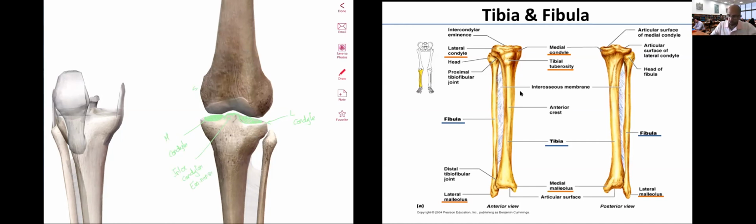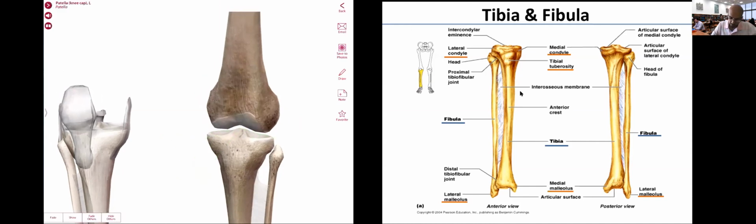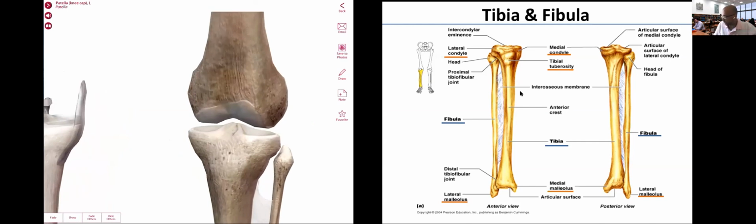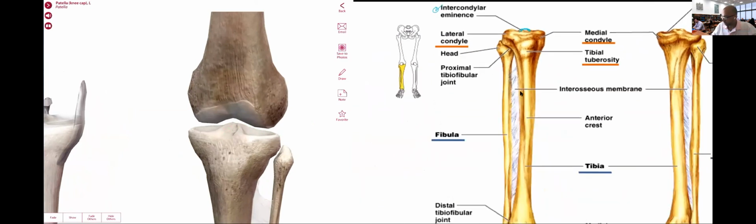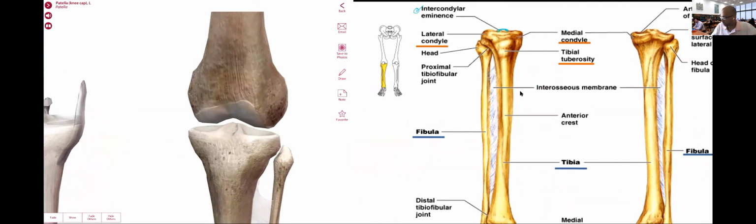And from the name on here, what do I mean by intercondylar eminence? It's the elevated part between the two condyles. So how would I differentiate between medial and lateral condyles? How would I know which side is medial, which side is lateral?